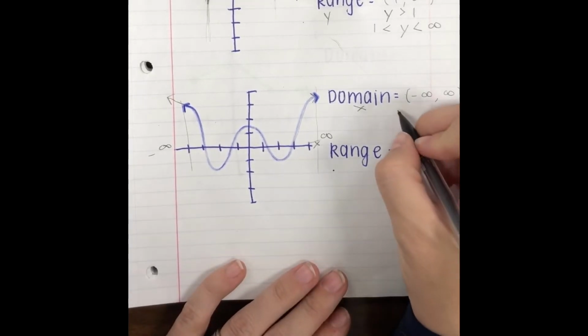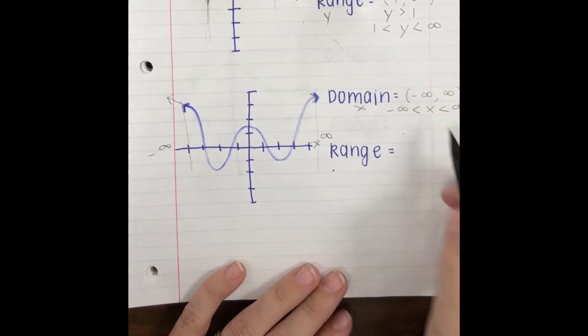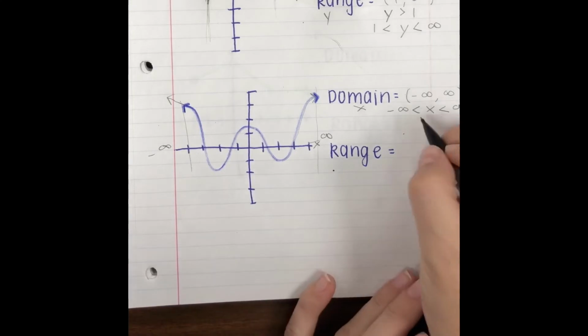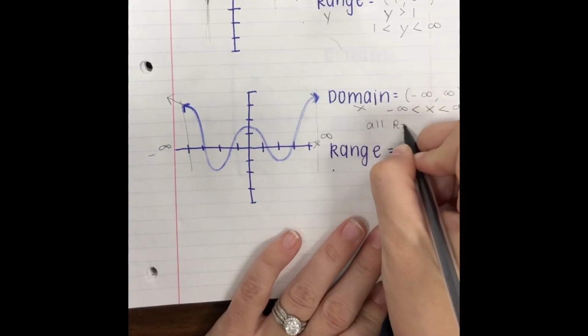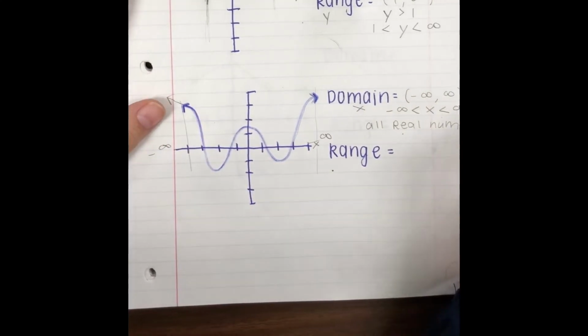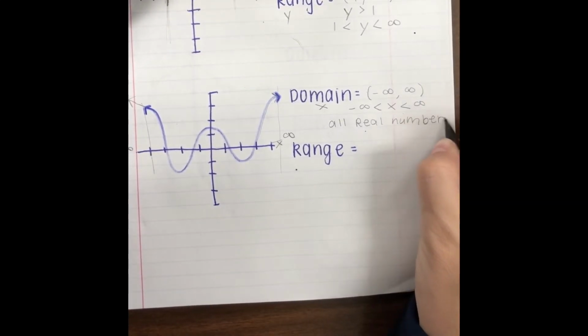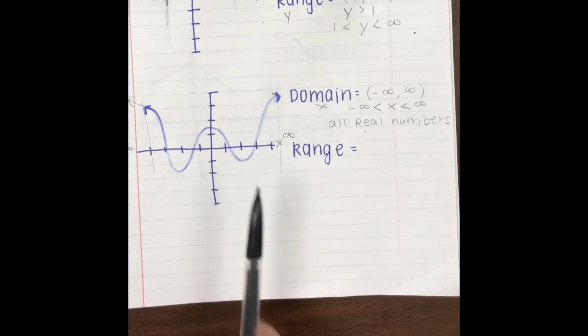We can say it's negative infinity less than x, which is less than infinity. So x is between negative infinity and infinity. Both mean the same thing. Or another way you could write it is you can just say your domain is all real numbers. All real numbers, because all numbers on my x-axis are going to lie between negative infinity and infinity.